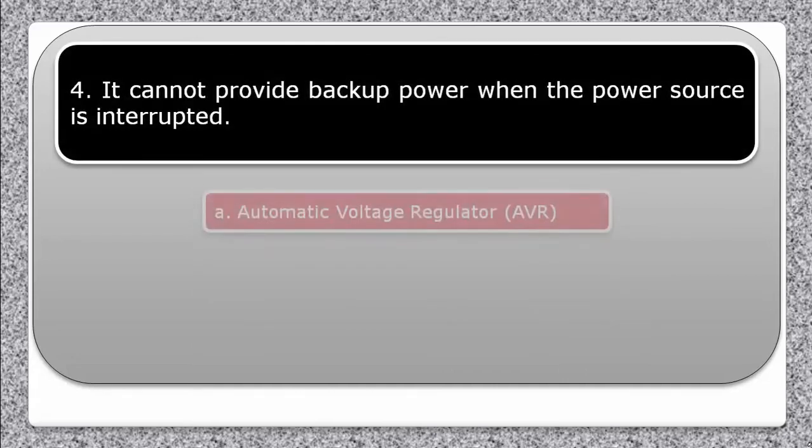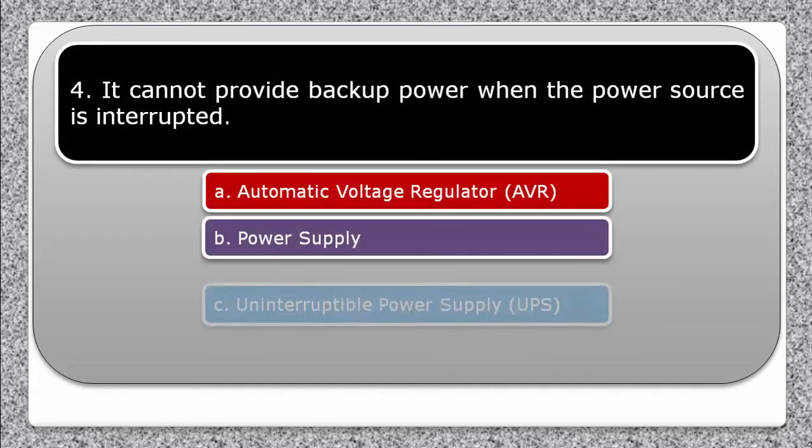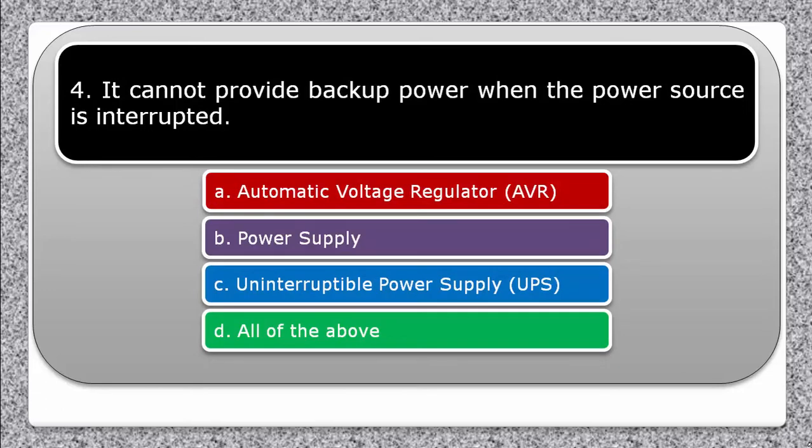Number 4. It cannot provide backup power when the power source is interrupted. Letter A, automatic voltage regulator. Letter B, power supply. Letter C, uninterruptible power supply. Letter D, all of the above.